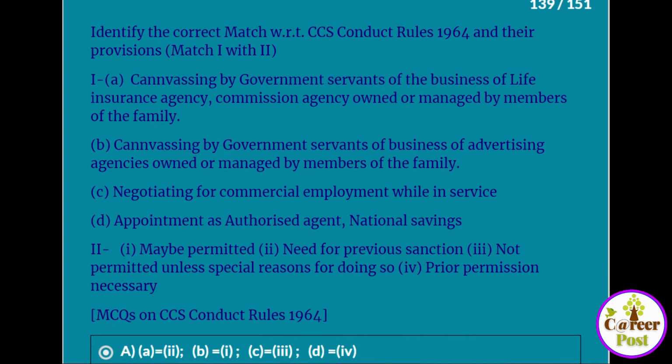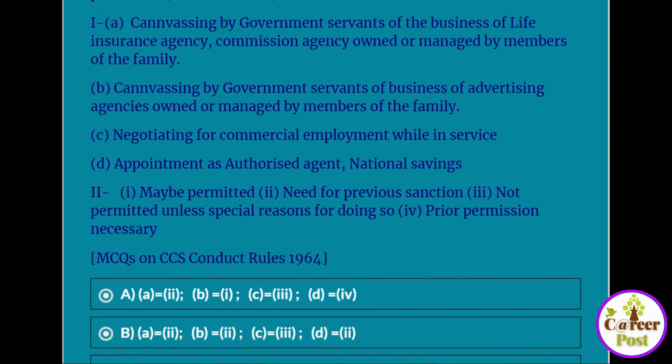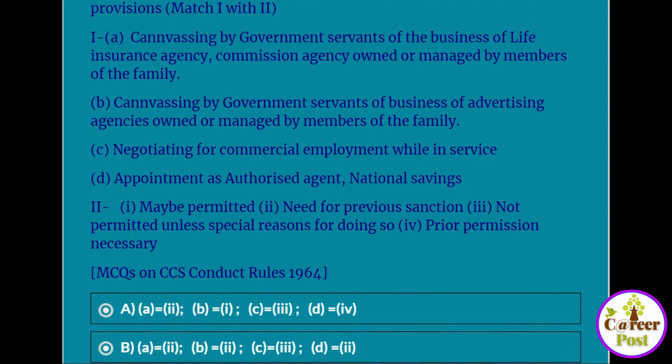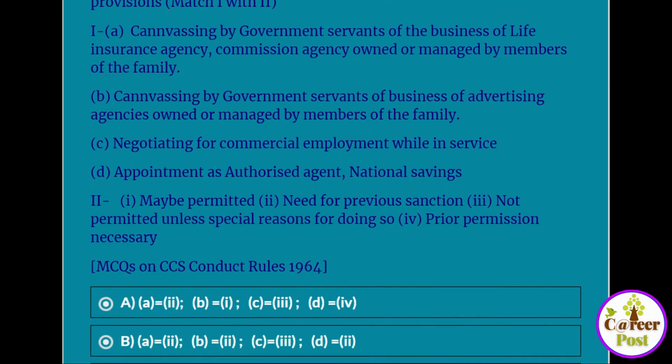Identify the correct match with CCS conduct rules and their provisions. Match Roman 1 with 2. Canvassing by government servants of business of life insurance agency or commission agency owned or managed by members of the family. Canvassing by government servants of business of advertising agencies owned or managed by members of the family. Negotiating for commercial employment while in service. Appointment as authorized agent for national savings.